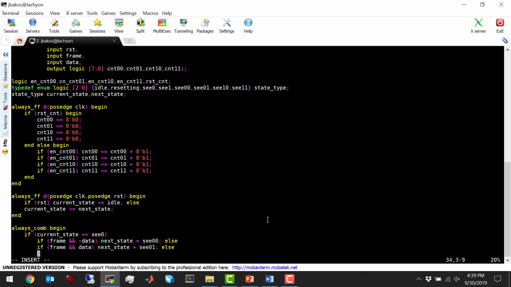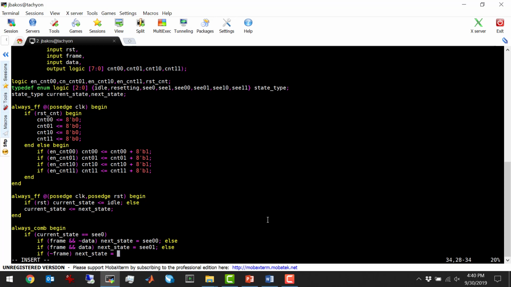Else, if not frame, then next state equals... in this case, this would only happen if I get an odd number of bits. You guys with me? Because at this point I'm in the state where I've seen a 0 as the odd bit, but frame has dropped. So my packet has ended before I receive an even number of bits. And that's okay. I'll just ignore it. None of the counters will get incremented.